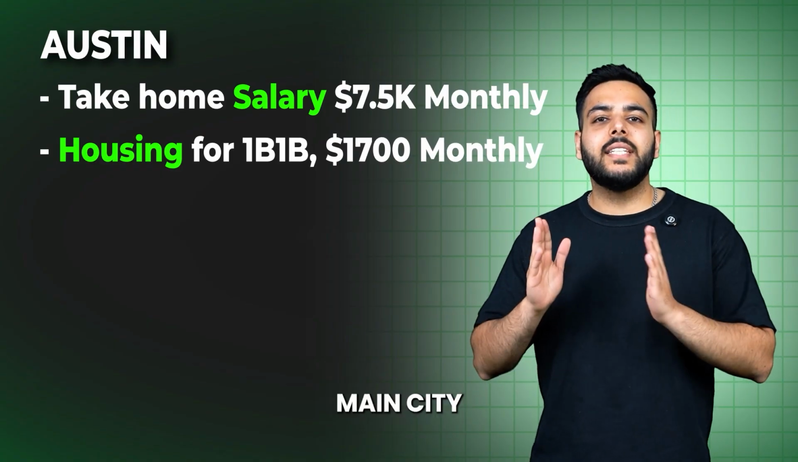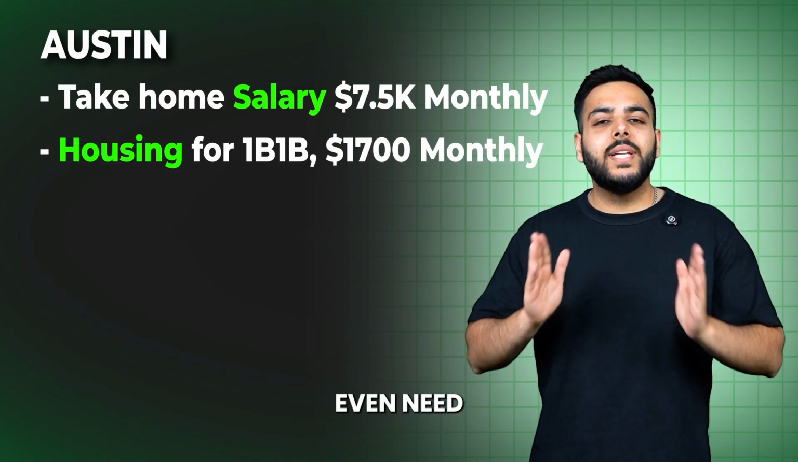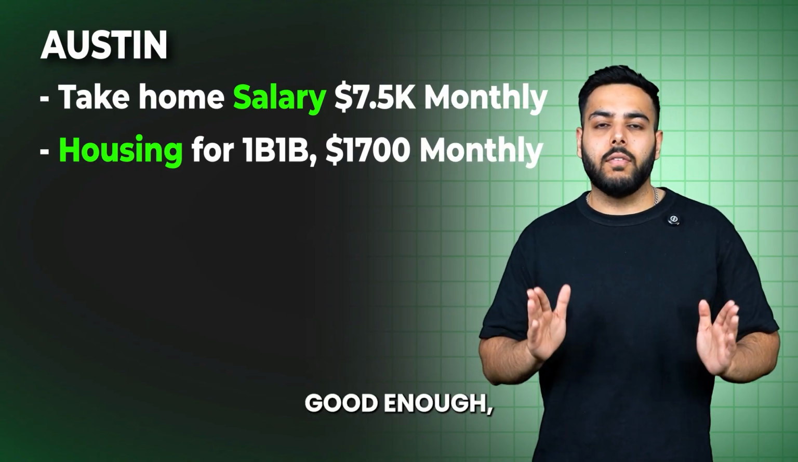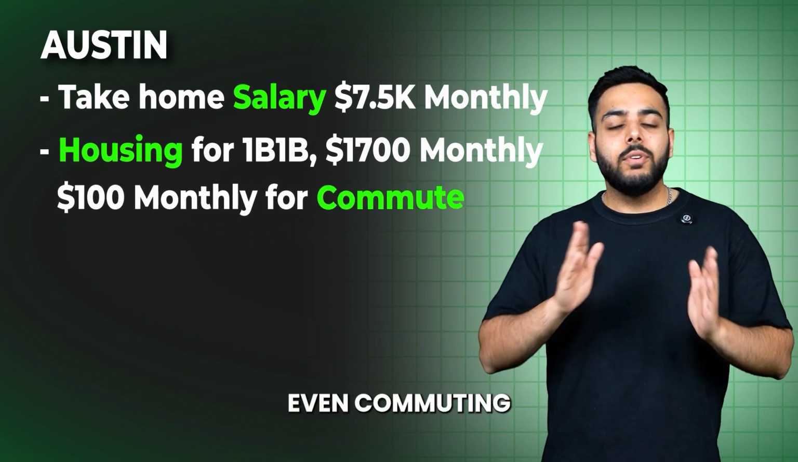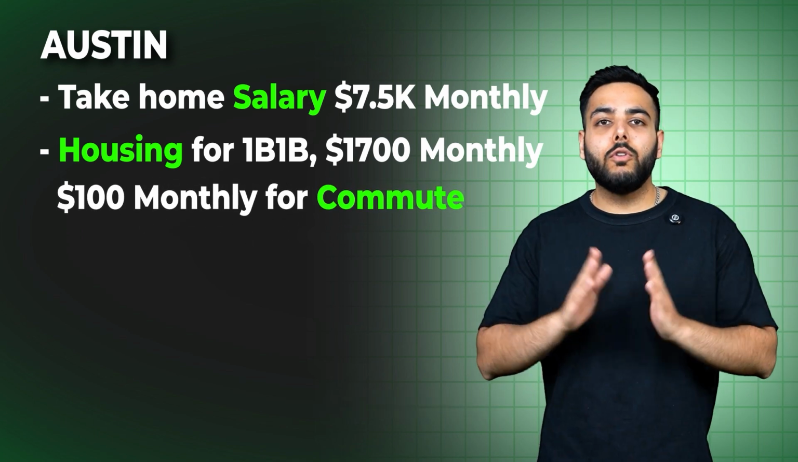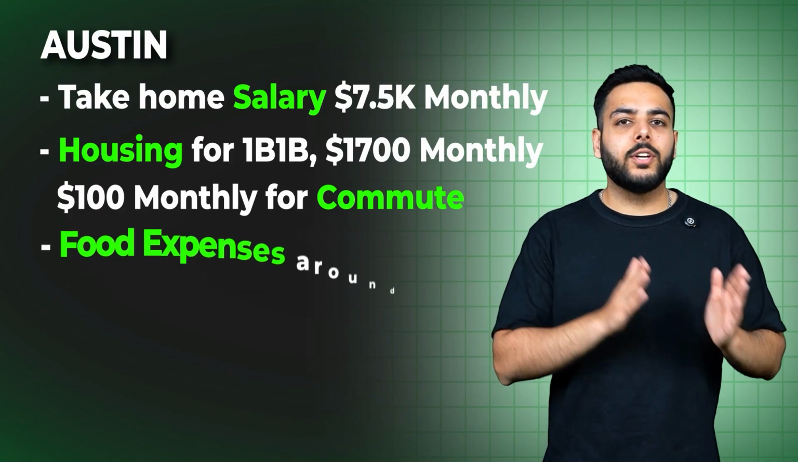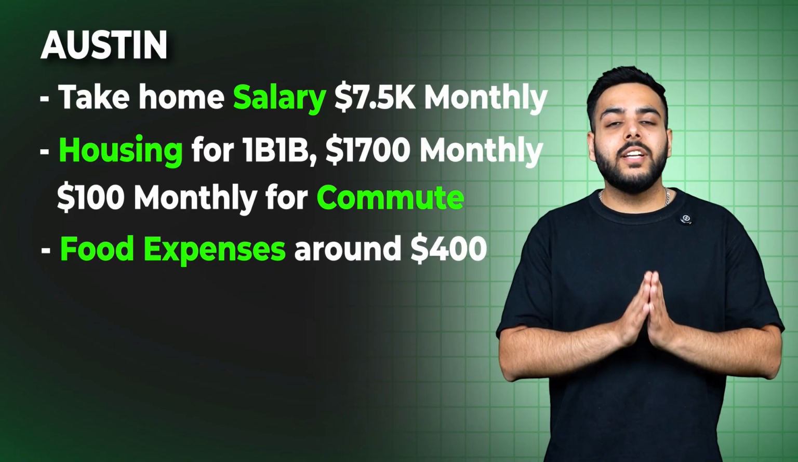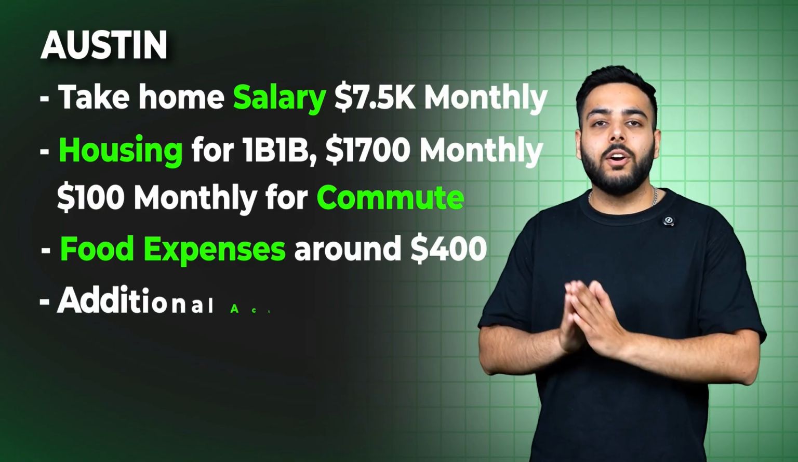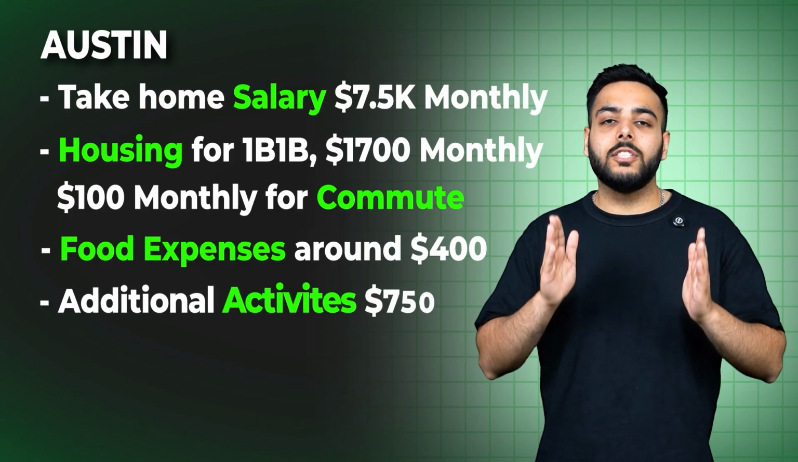In Austin's main city area, you honestly don't even need a car. Public transport is good enough. So around $100 monthly for commute is reasonable. Even commuting is cheaper in Austin. For food expenses including eating out and groceries, we can estimate around $400 monthly. Additional activities, shopping, traveling on average are around $750 monthly.